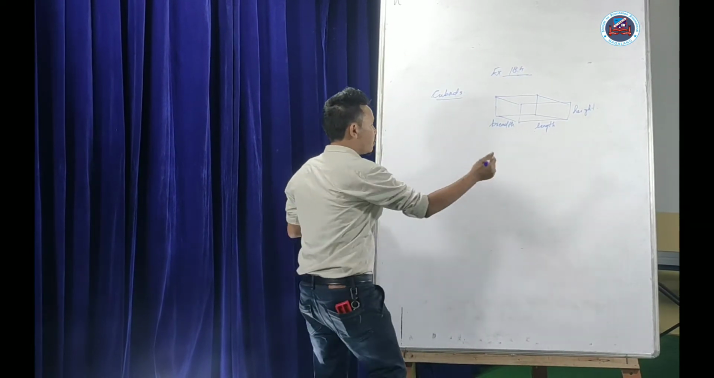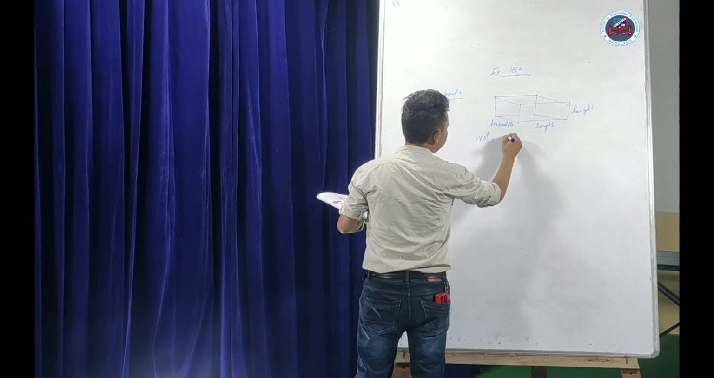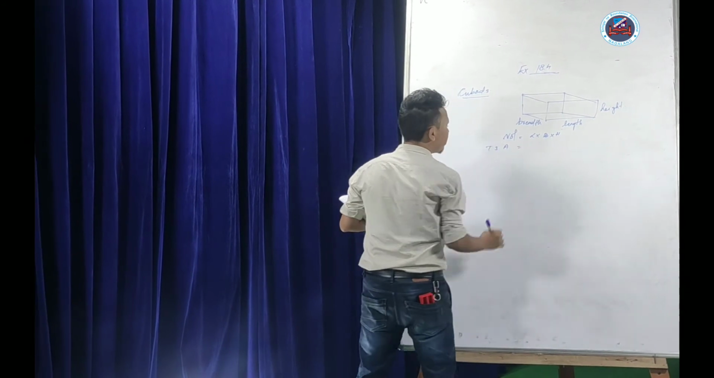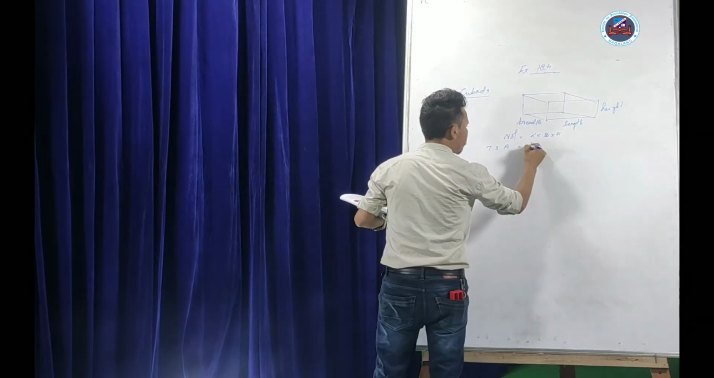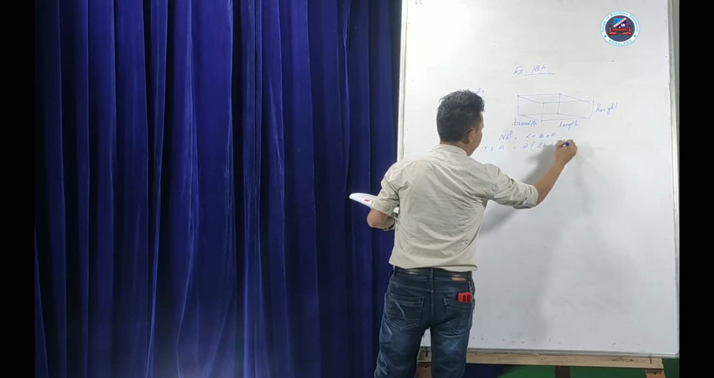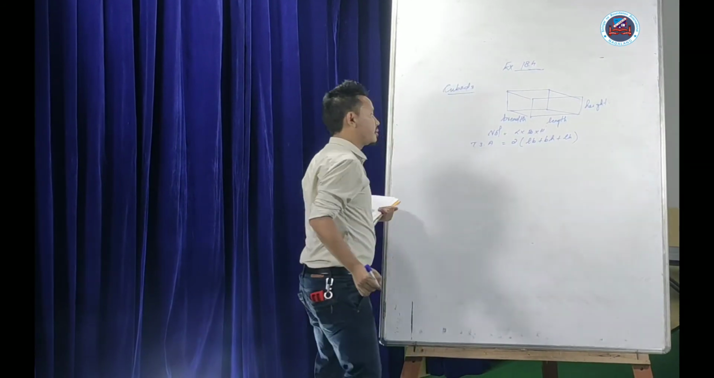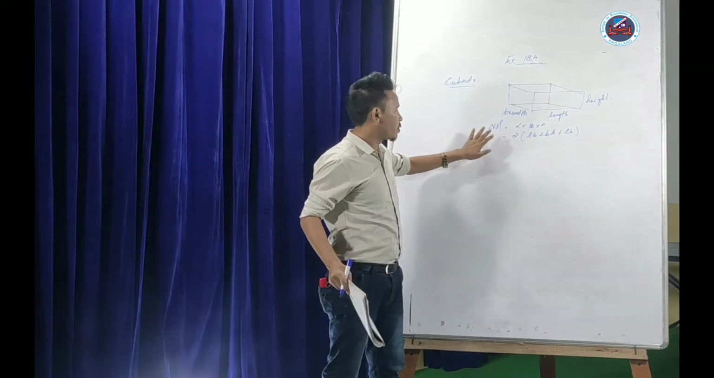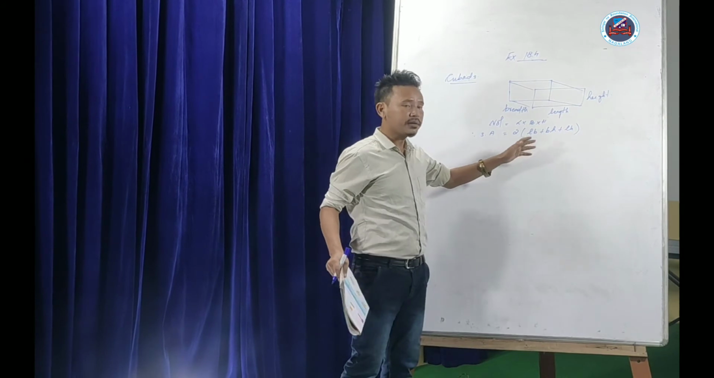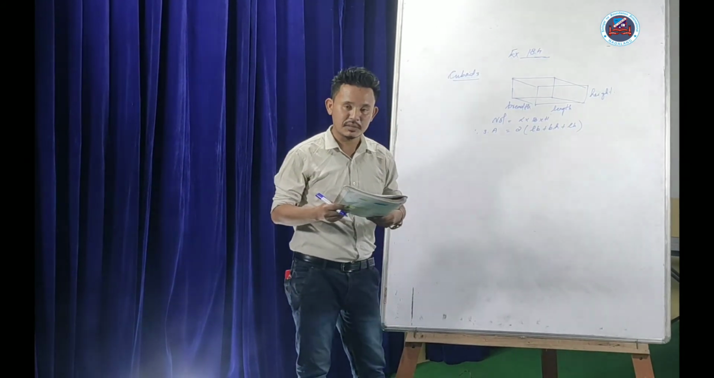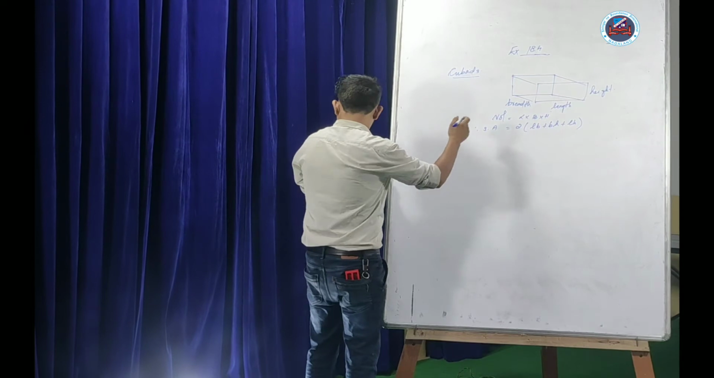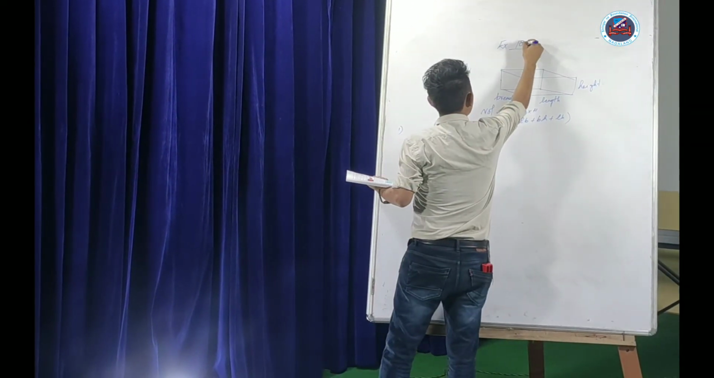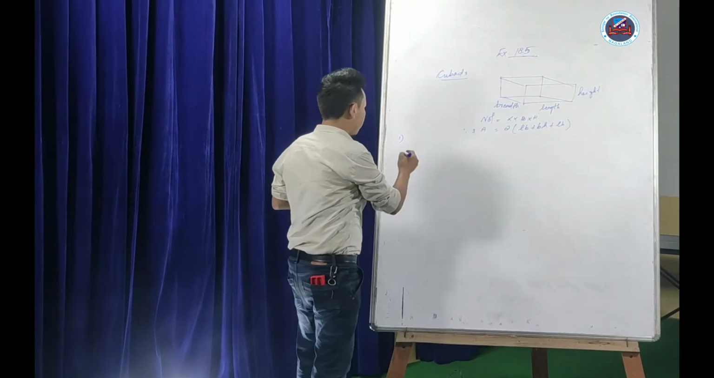As you have seen, the volume of a cuboid is length into breadth into height. In the same way, the total surface area of a cuboid will be 2 times length into breadth plus breadth into height plus length into height. So this will be the formula that we will use in order to find the surface area of a cuboid. Using this, we'll try to find out the surface area. Now, 18.5, number 1A.